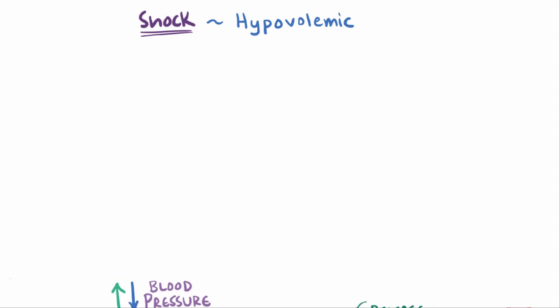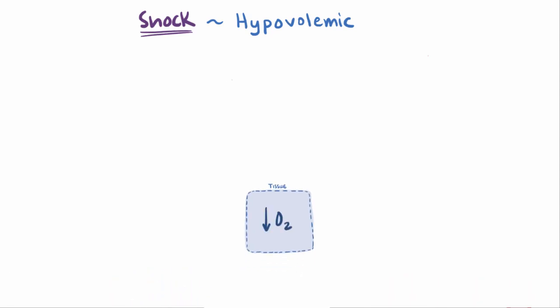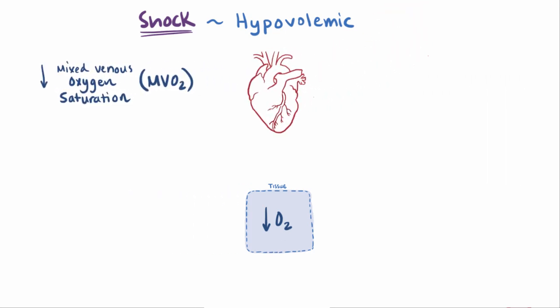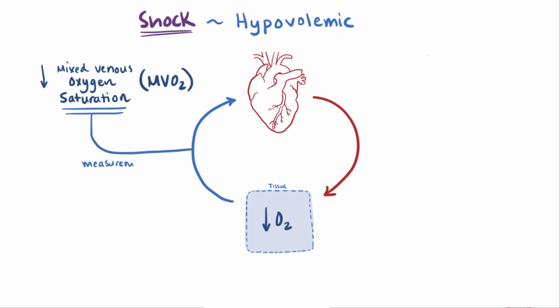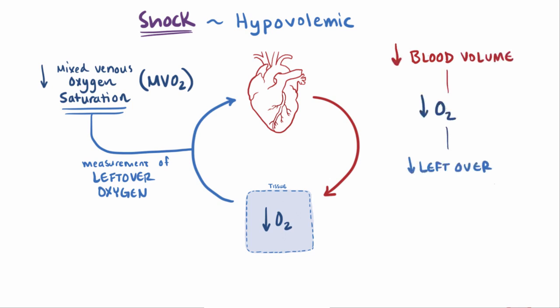A super important indicator of tissues not getting enough oxygen due to hypovolemia is a decreased mixed venous oxygen saturation, or MVO2. MVO2 is the amount of oxygen bound to hemoglobin in blood coming to the right side of the heart from the tissues. So it's like the amount of oxygen left over, or not extracted and used by the tissues. So if blood volume's down, that means oxygen's down, and there's going to be less left over, right? So MVO2 will be down with hypovolemic shock.